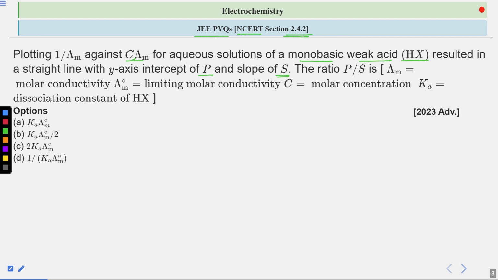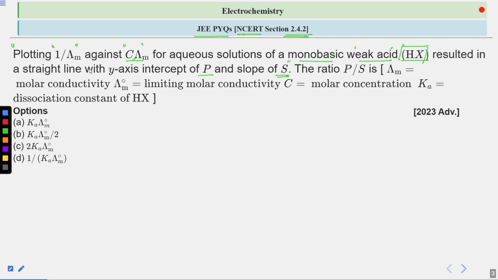Here in this statement, the question is describing a graph where we are plotting 1 by lambda m against C lambda m. These are the variables, y to x, for the aqueous solution of a monobasic weak acid. Let's say it is HX, right?